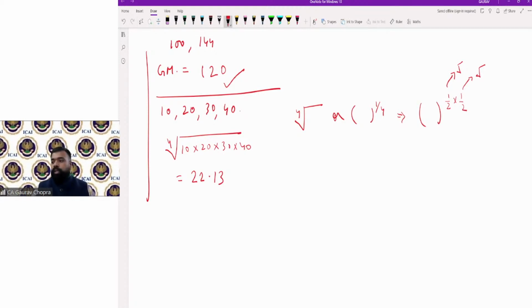Okay, so what do you have to do? First you have to multiply all the 4 numbers, press the square root button 2 times, and you will get your answer. So 22.13.